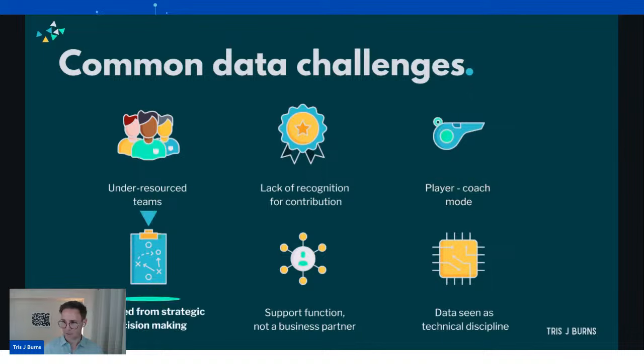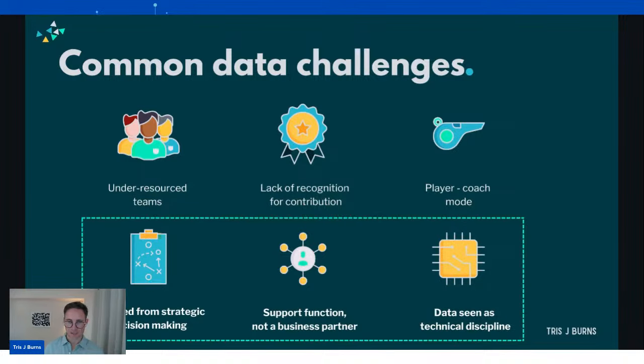They are excluded and removed from strategic decision making. They're not in the conversations about strategy. They are often considered to be a support function and not a business partner. So they feel like they're somewhat of a secondary citizen within the organization because they only support the business rather than contribute to it. And largely, a challenge that they face is that data is seen as a technical discipline.